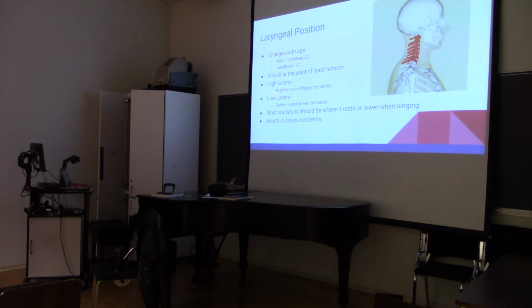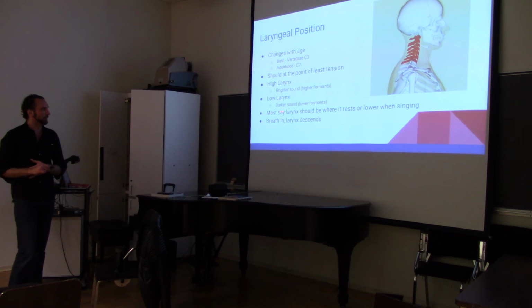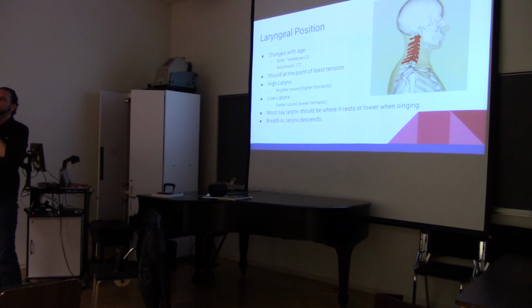High larynx gives brighter sounds, low larynx gives darker sounds, so we get the lower formants, right? Formants are lower with a low larynx, higher with a high larynx. Yes. Cool. Most singers' larynx should be where it rests or lower than that when singing. You always say your larynx should be where it is at rest when we're singing. You've heard that before? Everybody?